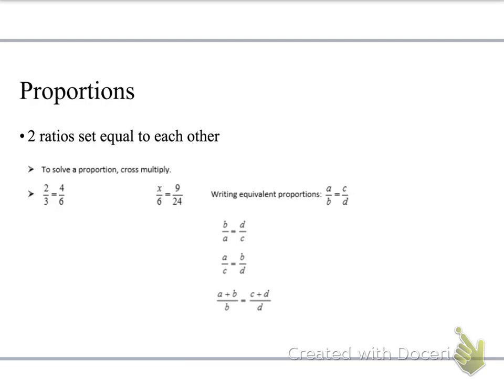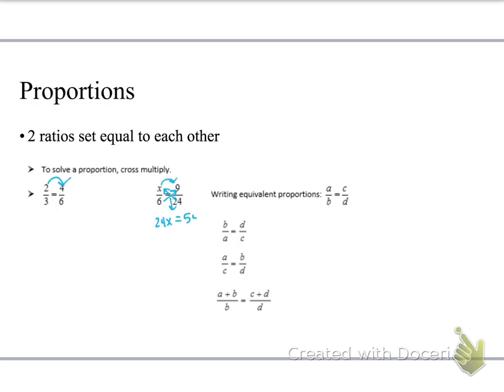Okay, proportions. Two ratios set equal to each other is what we just did. So we can cross multiply to kind of solve it. 2/3 equals the exact same thing as 4/6. So if I represent it as x, I need to know what would match it to make it also represent 9 over 24. So if I cross multiply, I would get 24x, drop my equal sign into the center.